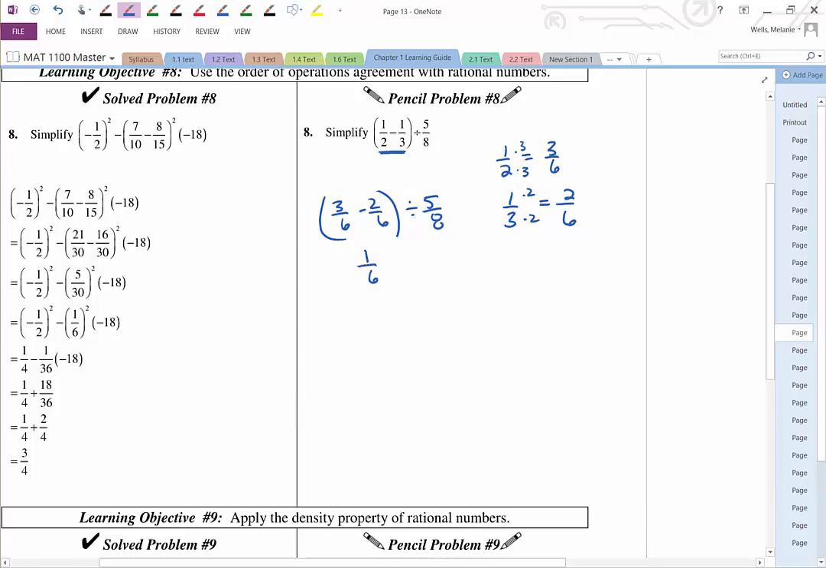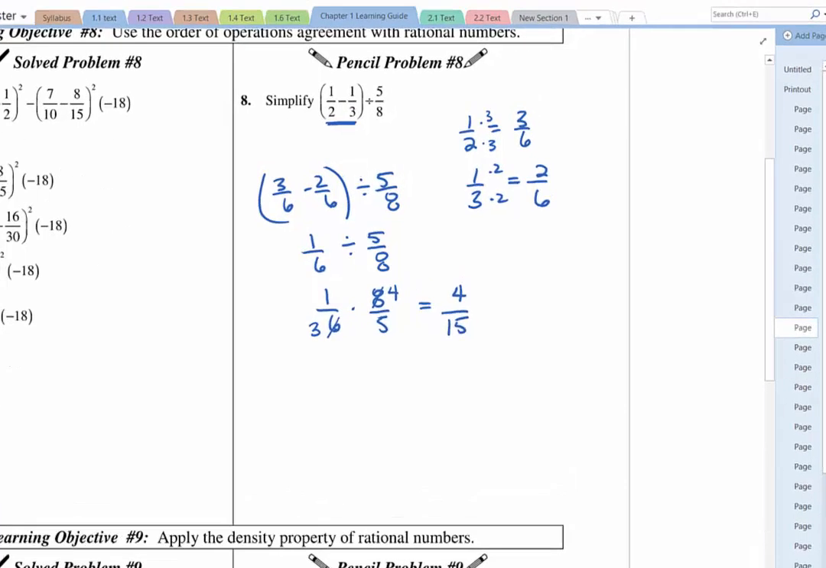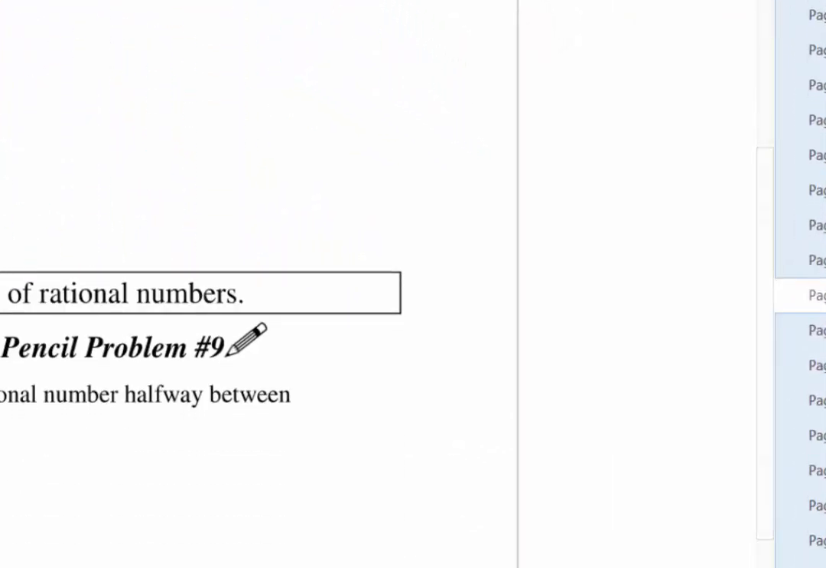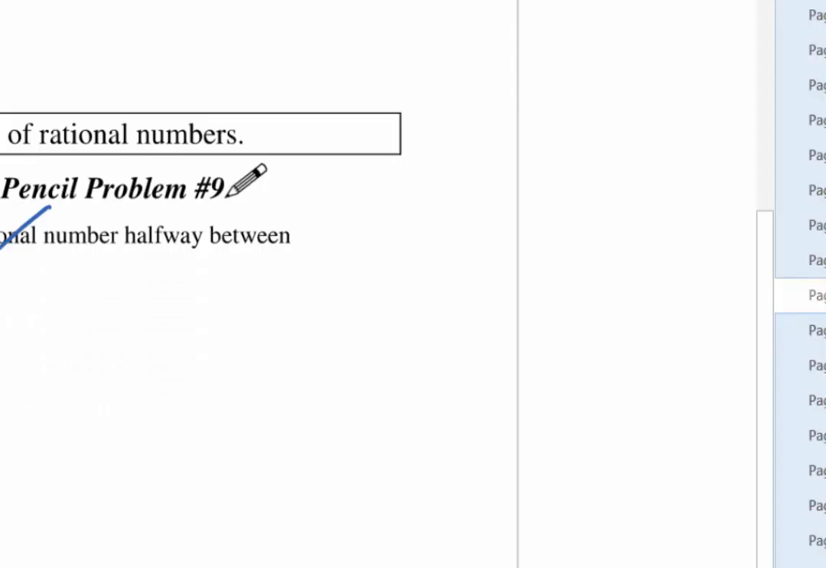Now we'll be dividing by 5/8. To divide fractions, remember we multiply by the reciprocal. So we're going to multiply by 8/5. Before I multiply, let's go ahead and cancel out a common factor of 2, which would leave me with 3 and 4. 1 times 4 is 4. 3 times 5 is 15. We're going to omit number 9.